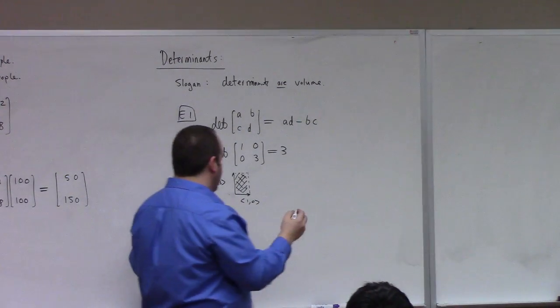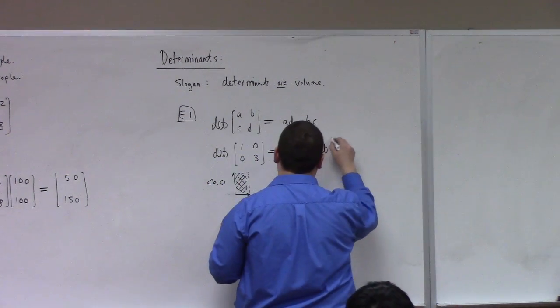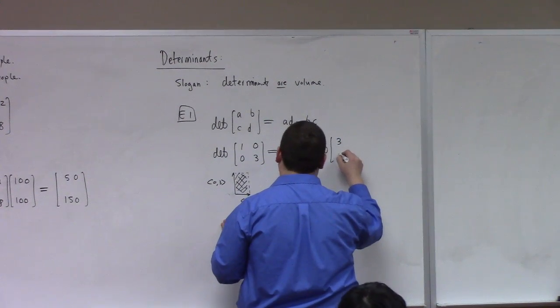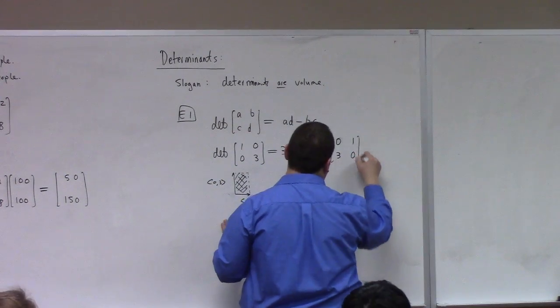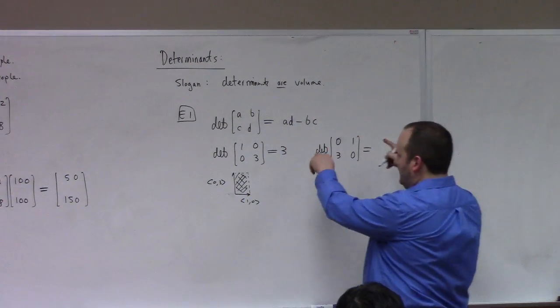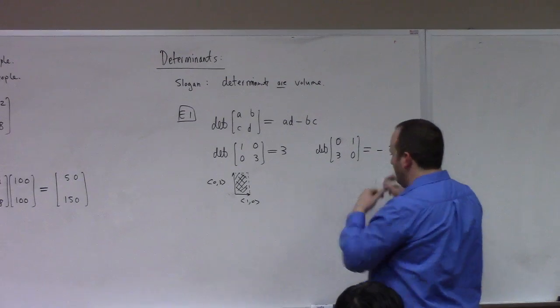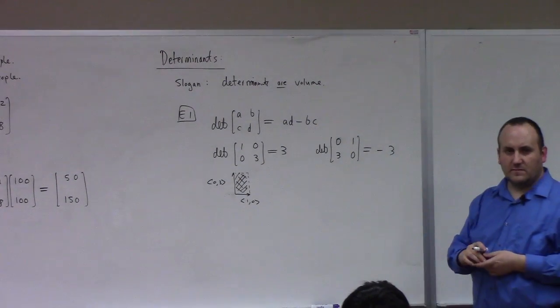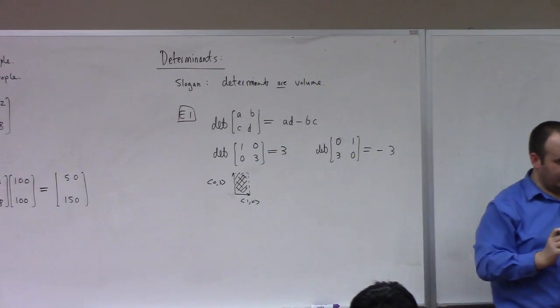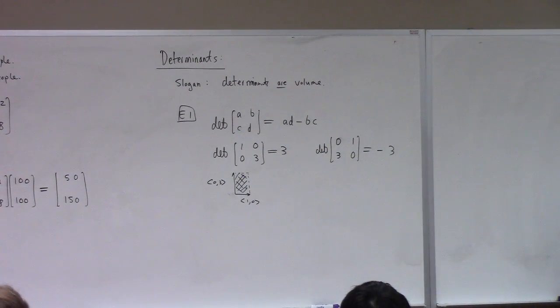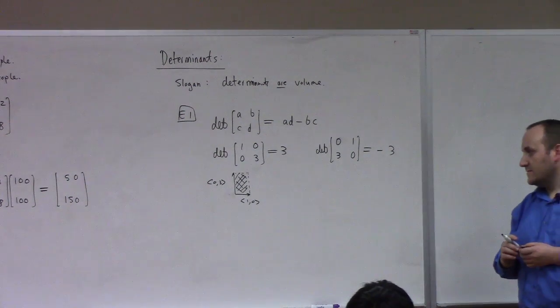Now, the significance of the sign: if you look at the determinant of 3, 0, 3, 1, 0, what's that equal to? By my definition above, that's minus 3. And what's the difference there? Why is this minus 3 and why is that 3? I said it's volume. That's a slogan. That means it's a lie, right? It's part of marketing. It's fundamentally dishonest, right?